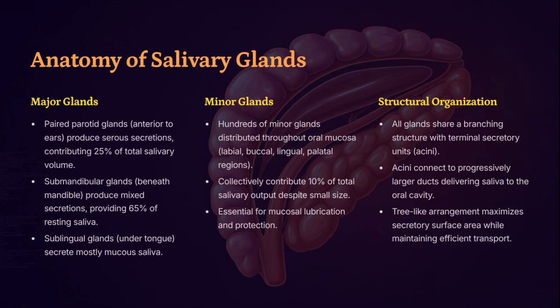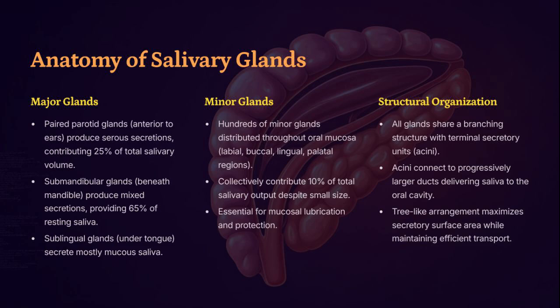Let's start with where your saliva actually comes from. You have 3 major salivary glands, the parotid, submandibular, and sublingual glands. The parotid glands are located just in front of your ears and mainly produce a watery, enzyme-rich fluid. Just below your jawbone are the submandibular glands, which produce a mix of watery and mucus saliva, and they actually make most of your resting saliva. Then under your tongue lie the sublingual glands, which mainly produce a thicker, mucus-type secretion.